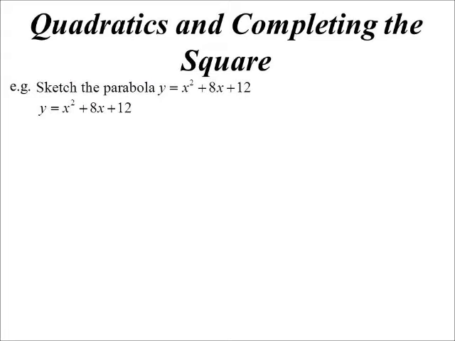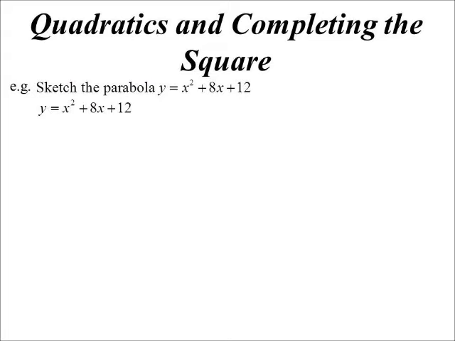What we're going to look at here is just a couple of ideas, alternative ways of finding the vertex or other pieces of information. So it's the same question we had before. Sketch the parabola y equals x squared plus 8x plus 12, and we're trying to get the information. This time I'm going to complete the square to solve it.